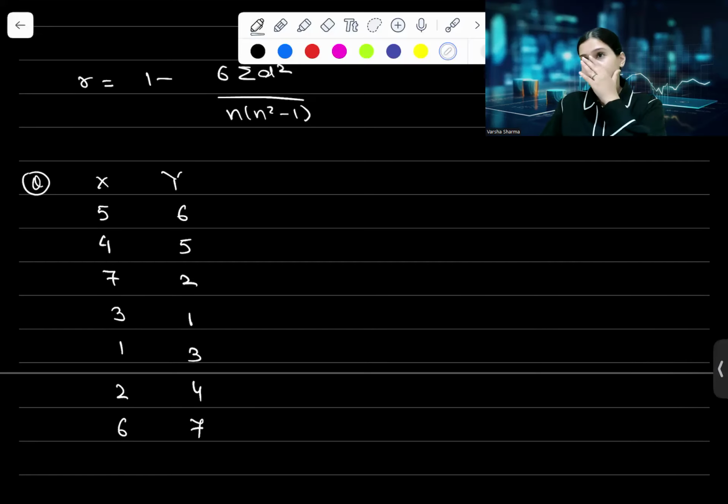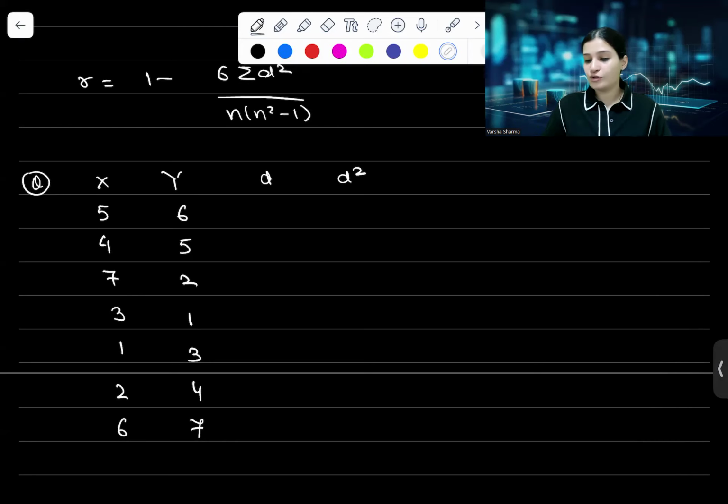What will we do here? These are ranks itself. Find the difference. Because they're in order, 1, 2, 3, 4, 5, 6, 7, already in chronological order. So this is already in rank. We only directly need to find the difference in rank, find d square and just put it in the formula. You can directly do it in the calculator.